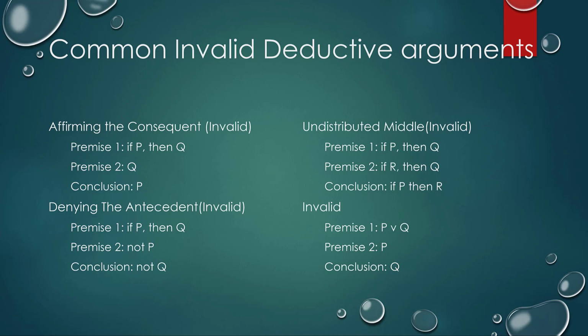The other evil twin is what's called denying the antecedent, which is the evil twin of denying the consequent. And it also seems kind of plausible, and that's why it tricks people. So premise 1, if P then Q, premise 2, not P, conclusion, not Q. And it can seem quite reasonable.